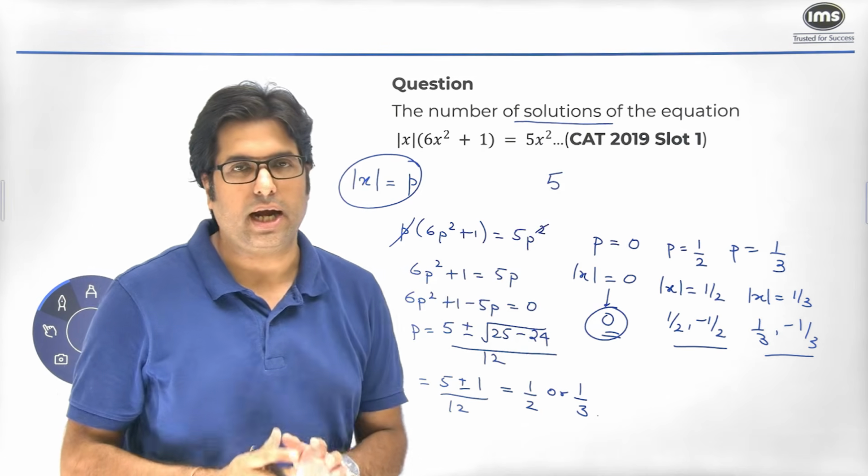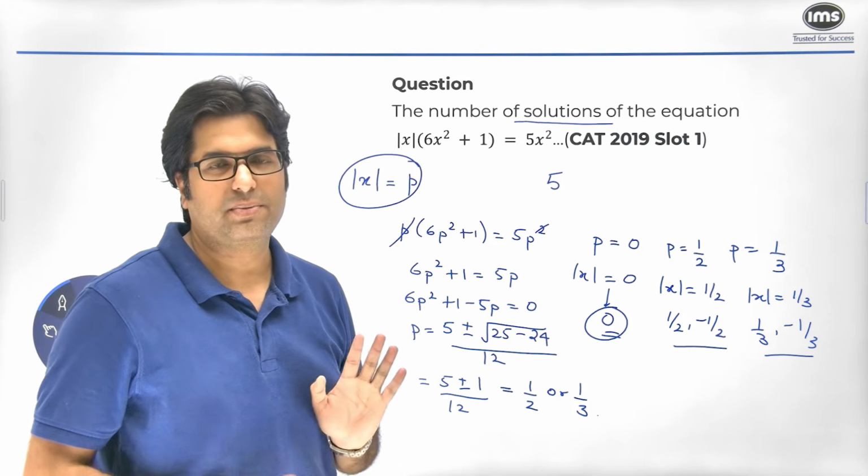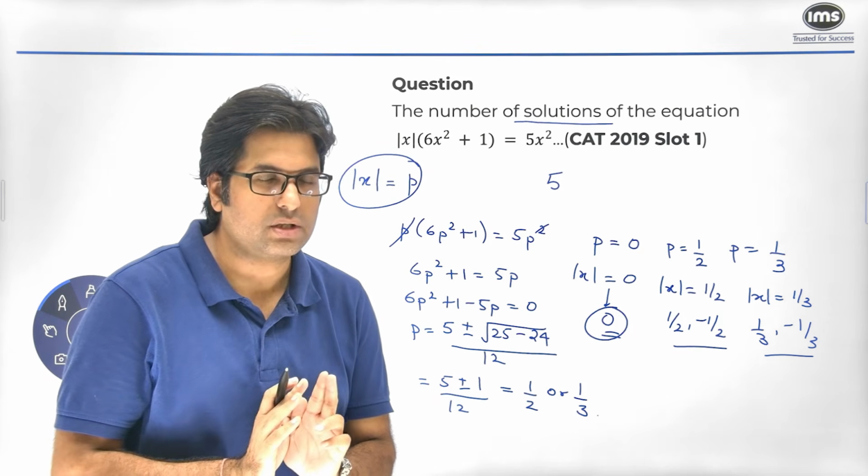This was a question in CAT 2019 slot 1. The right hand side is 5x square and then some expression with modulus on the left hand side. I hope you have understood the approach to solve such a question.